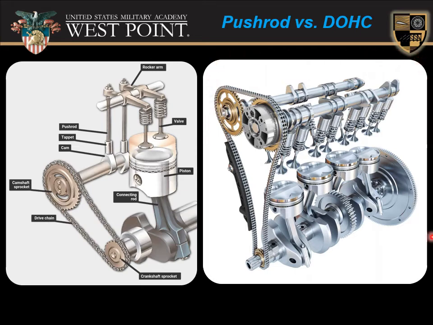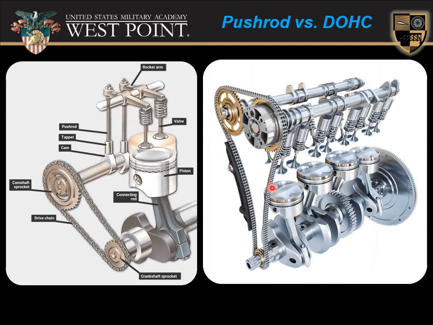In a dual overhead cam, in this case, or an overhead cam, the push rods are removed and the cams are repositioned directly over the valves. The valves are still spring-loaded closed. You still use a camshaft sprocket and a timing chain or a drive chain to connect to the camshaft sprockets. You've just eliminated the push rod and rocker arm aspect.